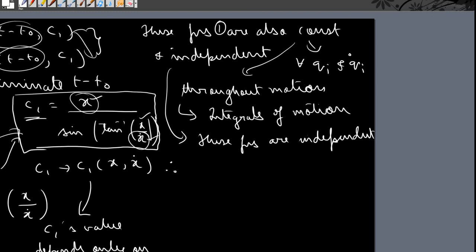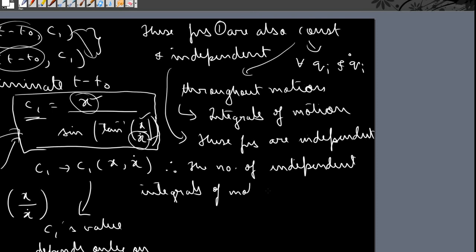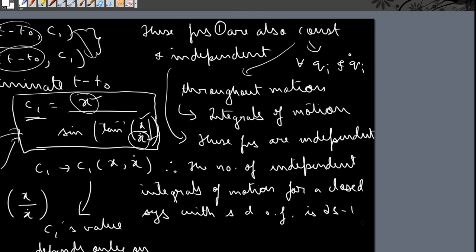Therefore, the number of independent integrals of motion for a closed system with s number of degrees of freedom is 2s minus 1, because there are 2s minus 1 independent constants, and the other constant can be interpreted as change in the origin of time axis. By integrals of motion we are referring to the independent set of functions which remain constant throughout the motion, in other words, which remain constant while qi and qi dot change with time.